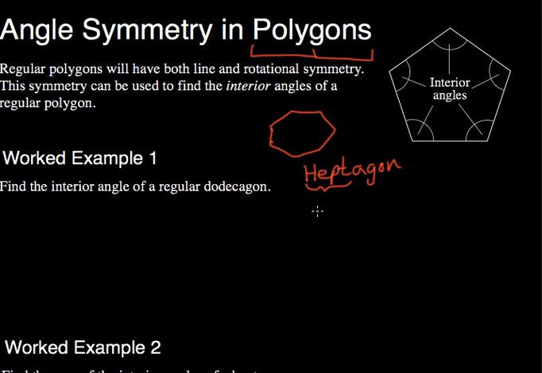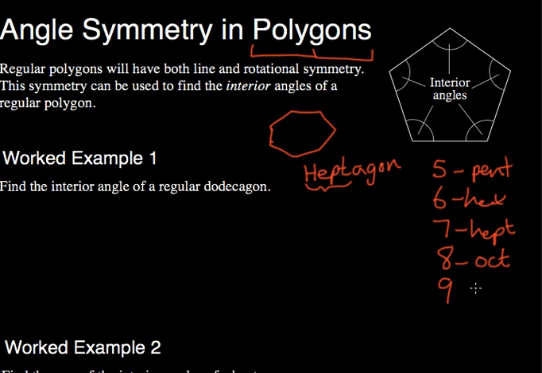So with 5, you would call this a pentagon. Then 6 is hexagon. So 5 angles would have the prefix pent. 6 has the prefix hex. 7 has the prefix hept. 8 is oct. And 9 is non. And 10 is dec.